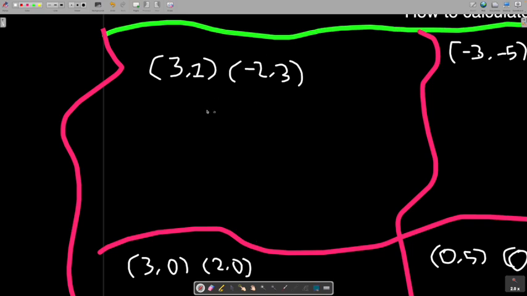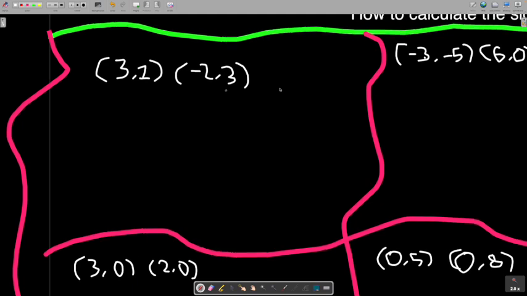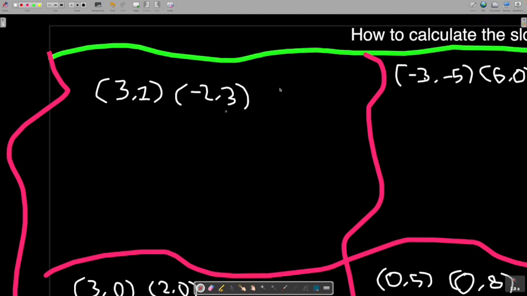But anyways, let's get right into the point. So 3, 1 and -2, 3. Now let's talk about the formula that we want to calculate the slope. There's 3 different ways you can describe it.